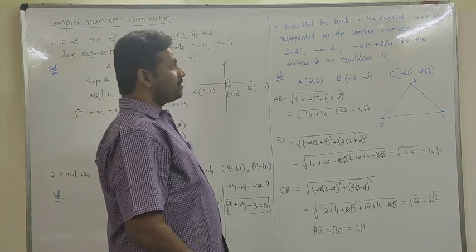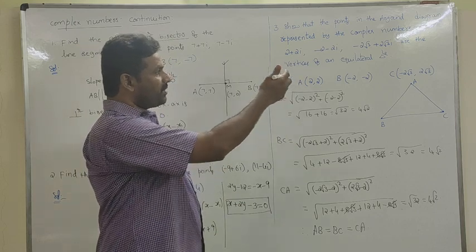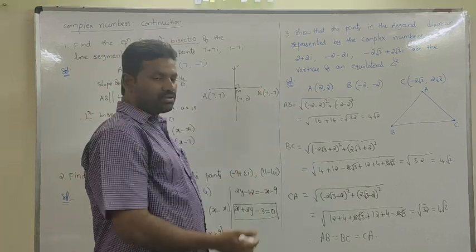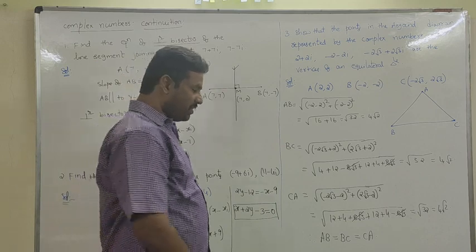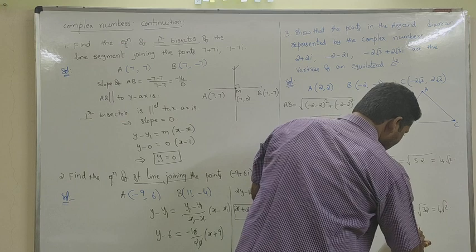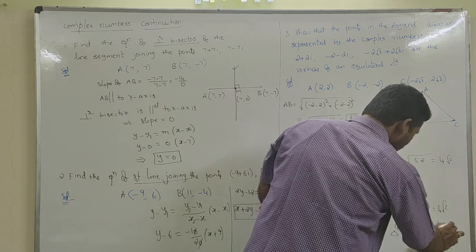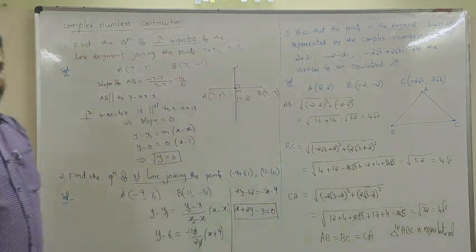Okay students, so they will ask the problem in complex numbers. We convert the problem from complex numbers to points, so we can solve it in this way, right? Therefore triangle ABC is equilateral, right?